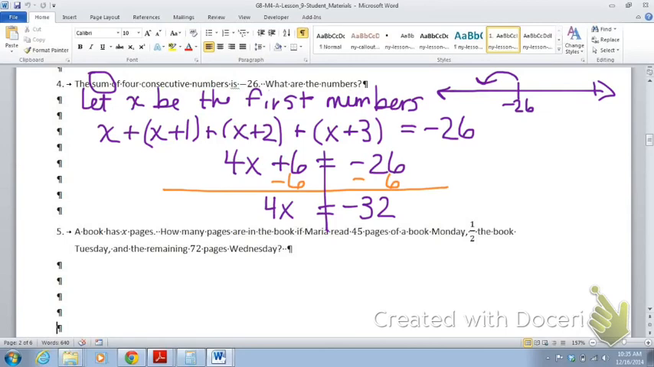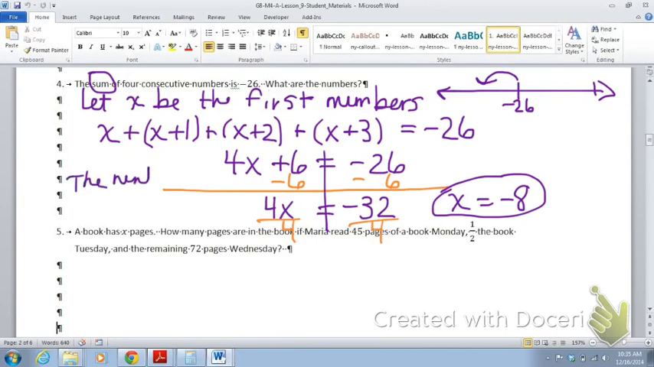And so we can see that x is, I'll go ahead and just write this here, divide by 4, x is -8. So there's my first consecutive number. So what are the numbers? The numbers are, now, -8 was the first one, so the next one would be -7, -6, and then -5.